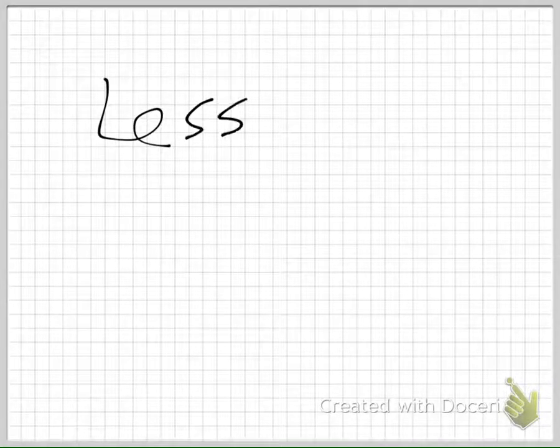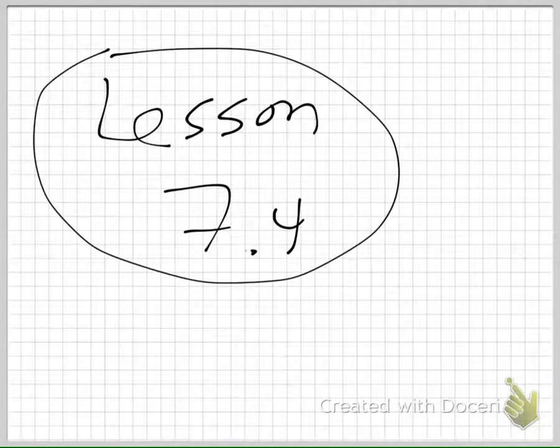All right, this is Algebra, lesson 7.4. Okay, Algebra, lesson 7.4. This is polynomials. Okay, we've been working with monomials this whole time.